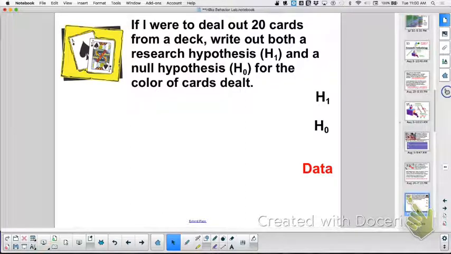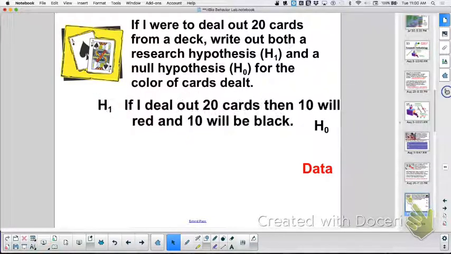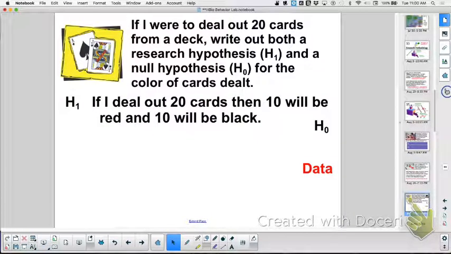So let's do the research one together in an if-then-because statement. If I deal out 20 cards, then what? How many would you expect to be red and black? Then 10 would be red and 10 would be black, because card decks come with half of them being red and half of them being black. That would be a good research hypothesis. And on something like cards, you might be able to write one like that.